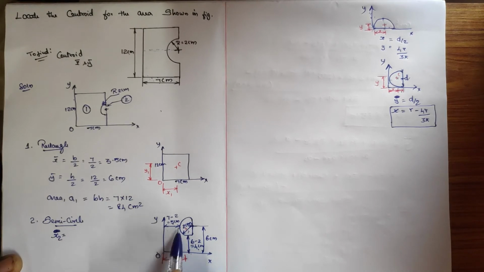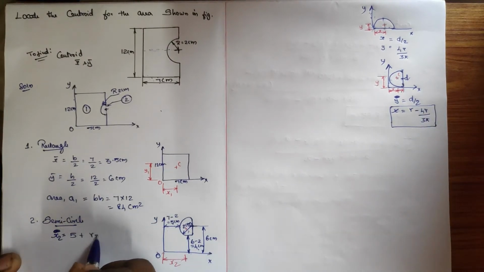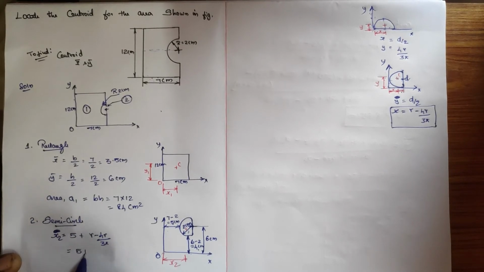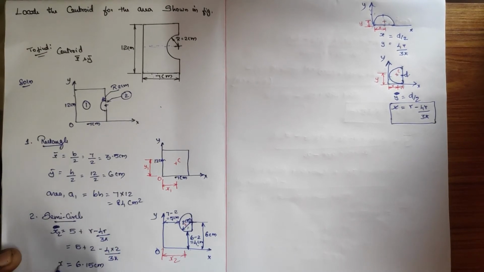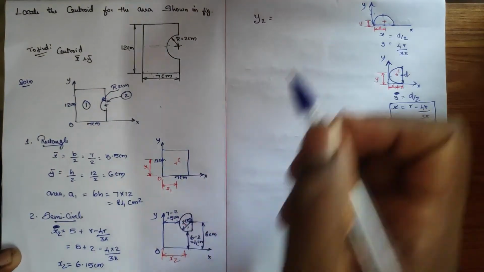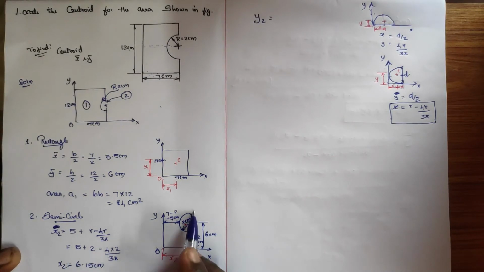That measurement can be identified. First just take the gap, which is 5, plus the formula we arrived at, r minus 4r divided by 3 pi. Now if you substitute, 5 plus r is 2 centimeter, minus 4r into 2 divided by 3 pi. So if you put it, I hope you will get 6.15 centimeter. That's x2.